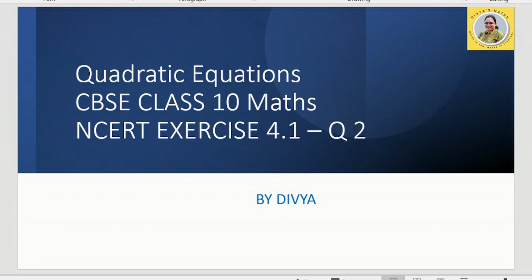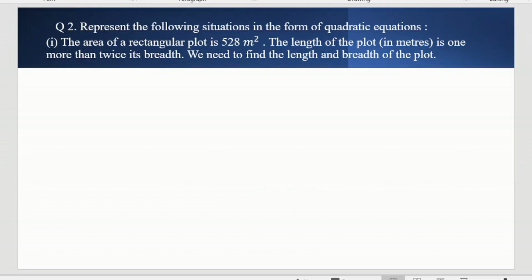So let's get started. So let us see the second question. Represent the following situations in the form of quadratic equations. So we have a few word problems, and we need to represent these in the form of quadratic equations.